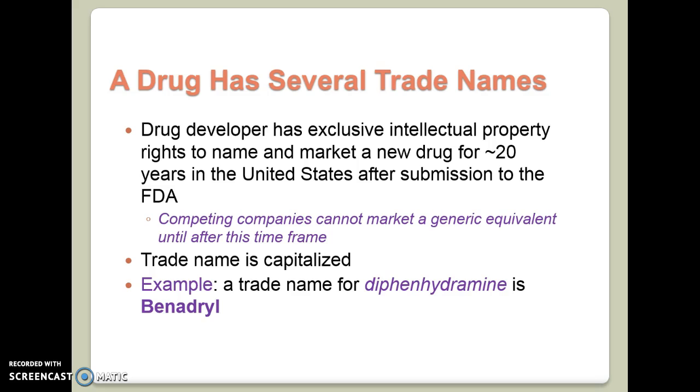And as you know, most insurance plans like the generic meds because they're generally a little cheaper, and they will cover them before they'll cover the trade names or the brand name drugs.